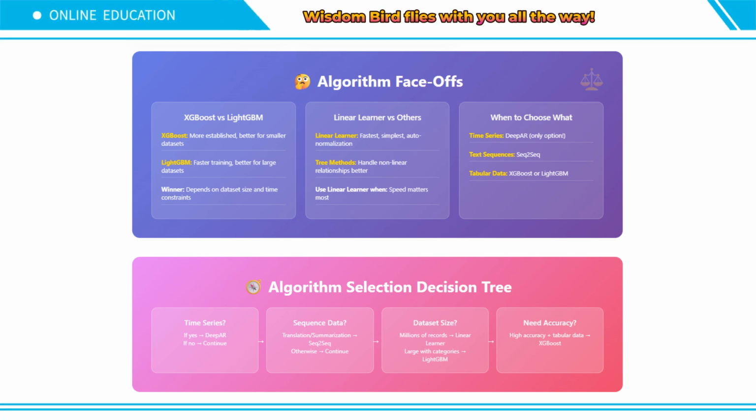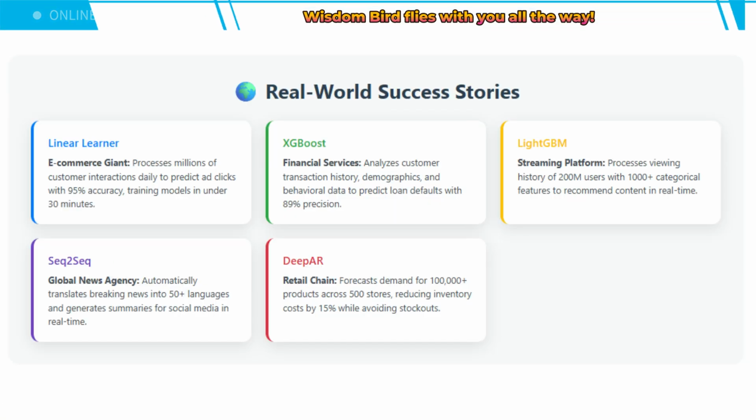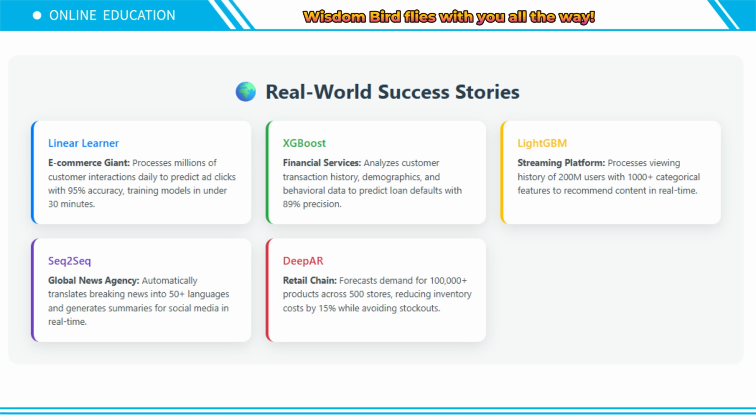Exam tip number 6. DeepAR is the only SageMaker built-in algorithm specifically designed for time series forecasting. If you see time series in the question, DeepAR is often the answer.